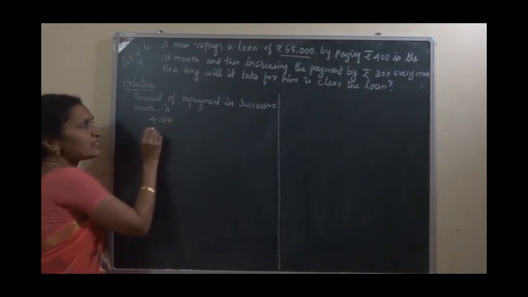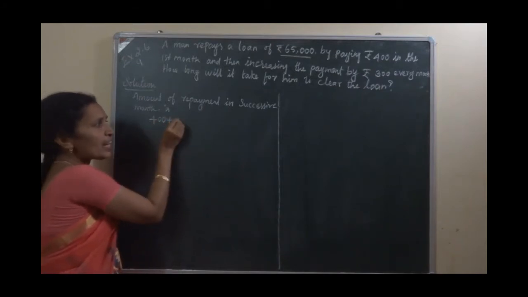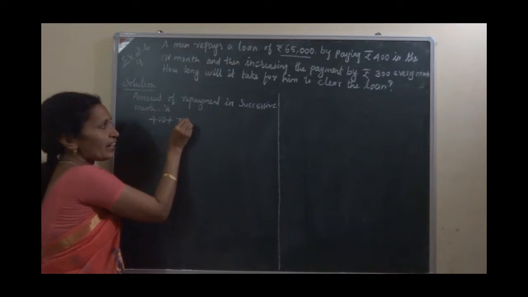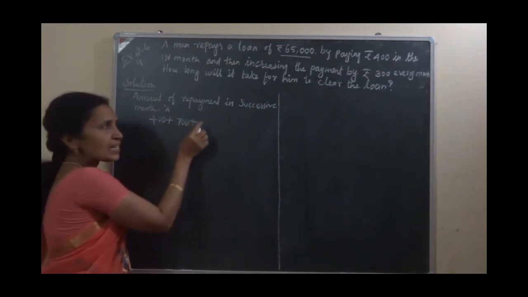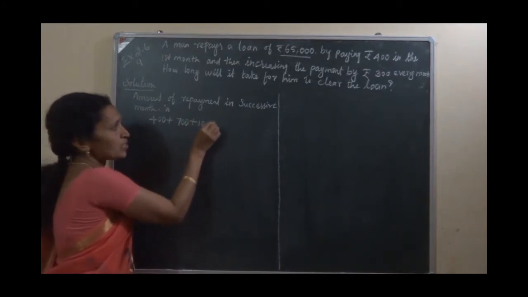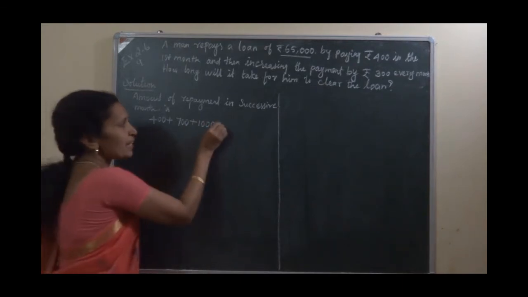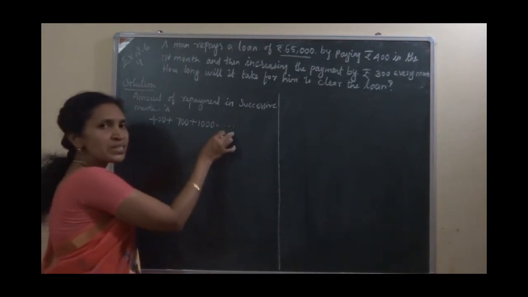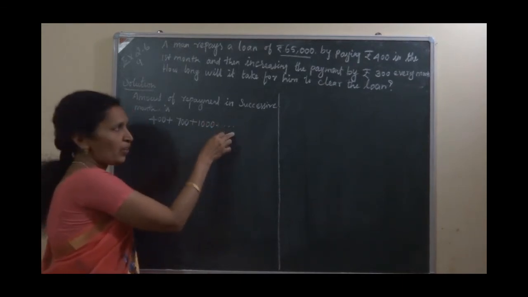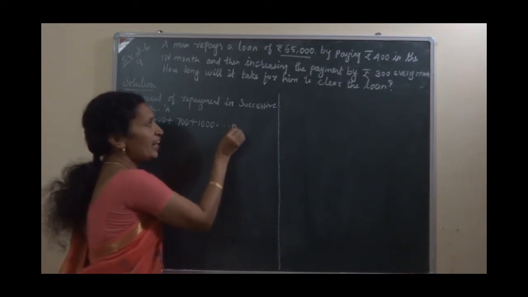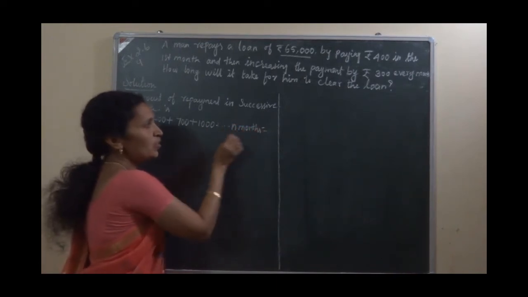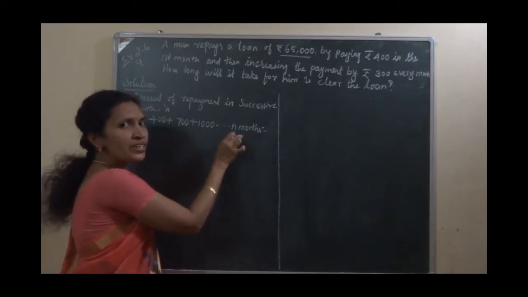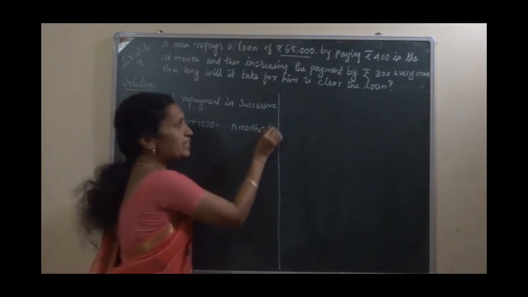Second month, 400 plus 300, that is 700. Third month, 700 plus 300, 1000, plus etc. How many months is he paying? We don't know, so you have to write n months. The sum of all these months equals rupees 65,000.